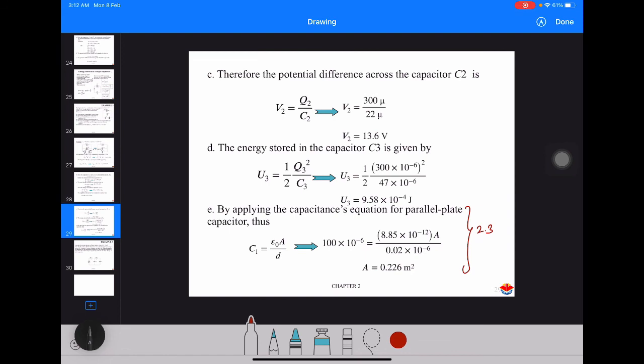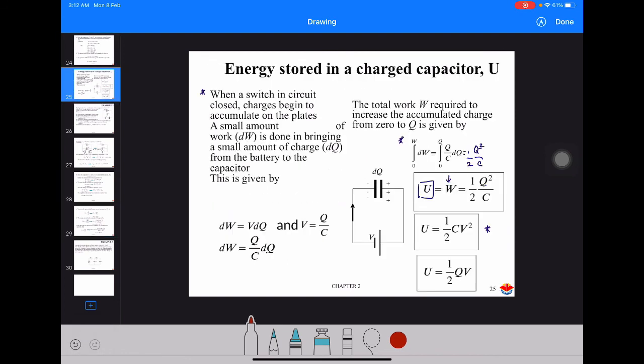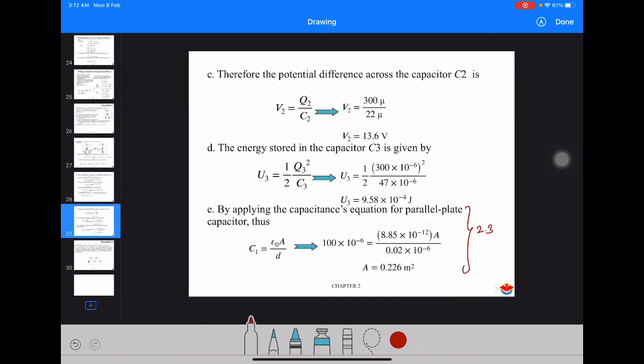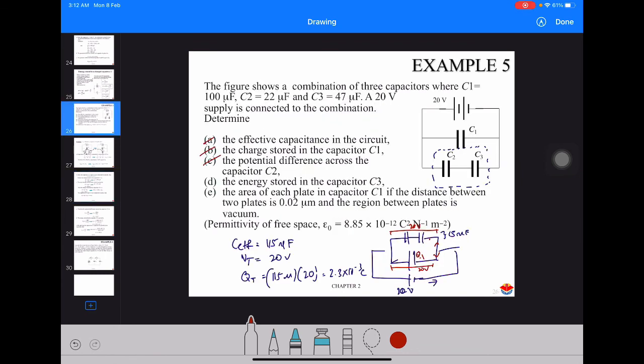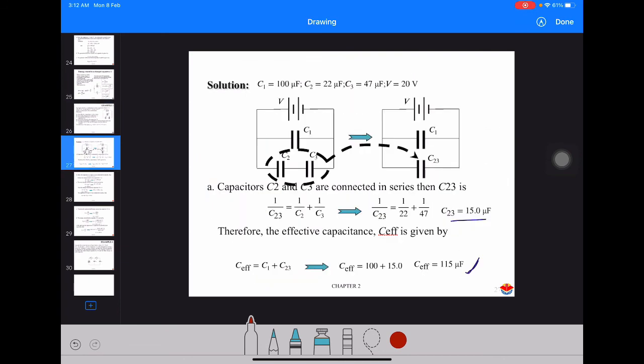So if you want to calculate, this is for this chapter. You can use whatever formula that you want. So we have U equals to half CV squared or U equals to half QV. U equals to half CV squared. Maybe I can use this one to compare the difference. So this question I want to find at C3. You already have the C. Did you calculate the V? No, I don't think so.